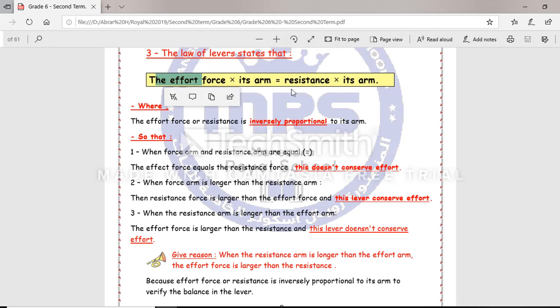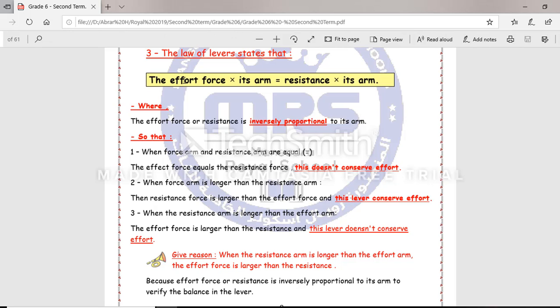Why? Because the effort is more than the resistance. So we can say that the lever conserves effort when the resistance force is more than the effort force. It means that the effort done for something which has a great resistance is very small. So the lever conserves effort.